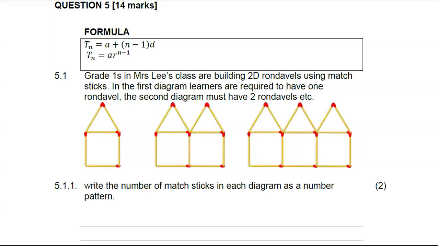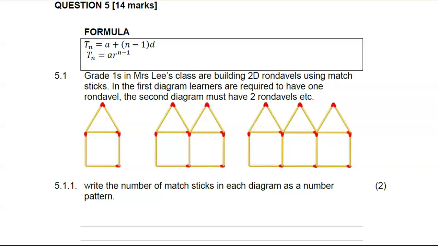Now, for question 5, we're given the formula. Obviously, the first formula is Tn equals a plus (n minus 1) times d. And the second one is a formula we use when we are trying to find the general term, or the nth term, of a geometric sequence. Because this year we've only done arithmetic sequences, we will only focus on the first formula.